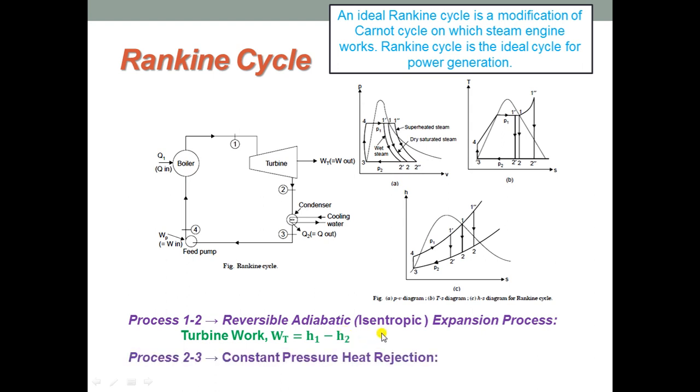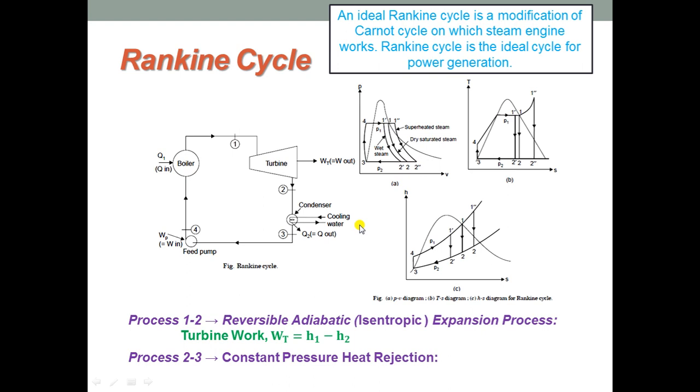The next process is 2-3, which is constant pressure heat rejection process. So, it takes place from point number 2 to point number 3 through a condenser. There will be a cooling medium provided through the condenser which absorbs heat from the working substance, means heat is rejected from working substance to a cooling medium.